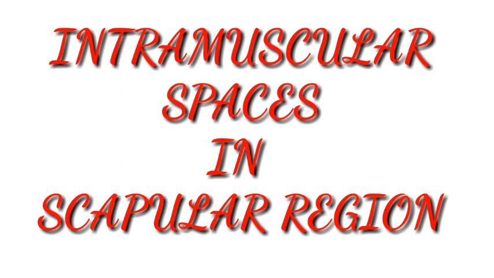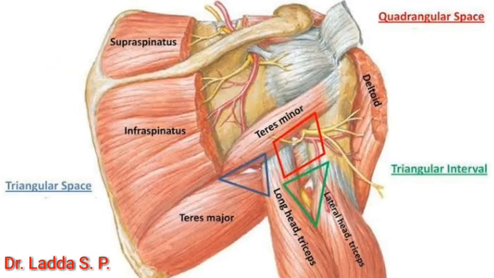We know the scapular region is a region near the shoulder joint, and in that region, if I remove the posterior part of the deltoid muscle, I can view three spaces. One space is quadrangular in shape, and the remaining two spaces are triangular in shape. One is at the upper part and the second is at the lower part of this region.